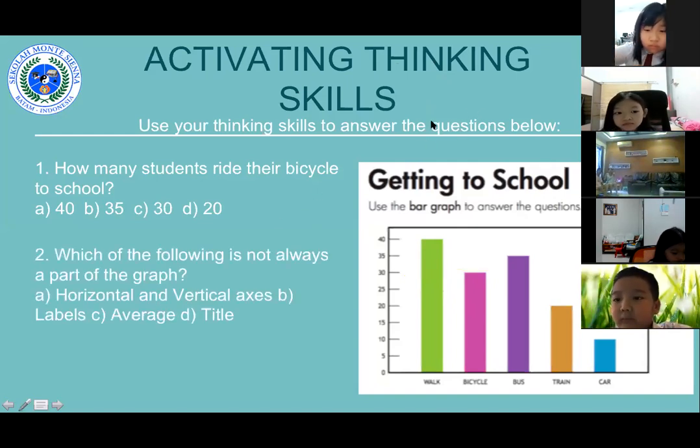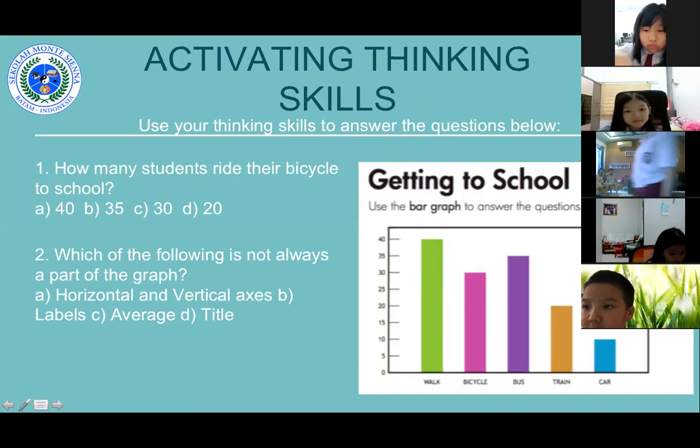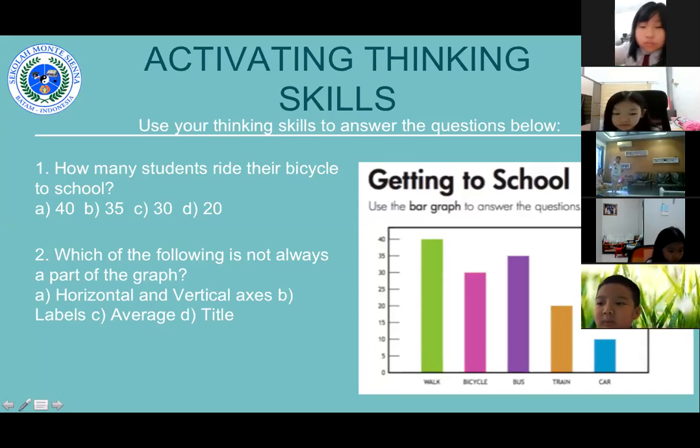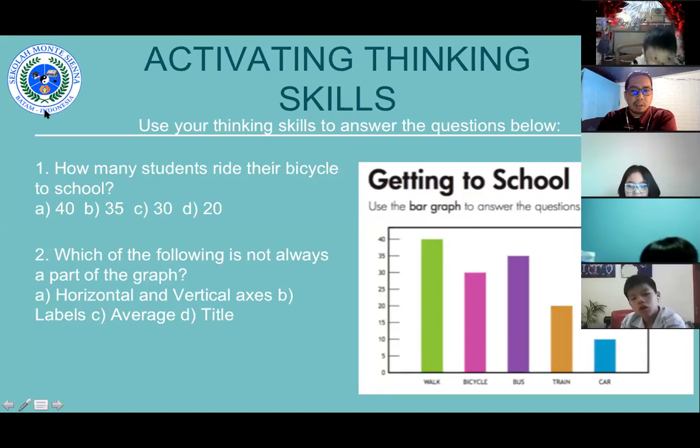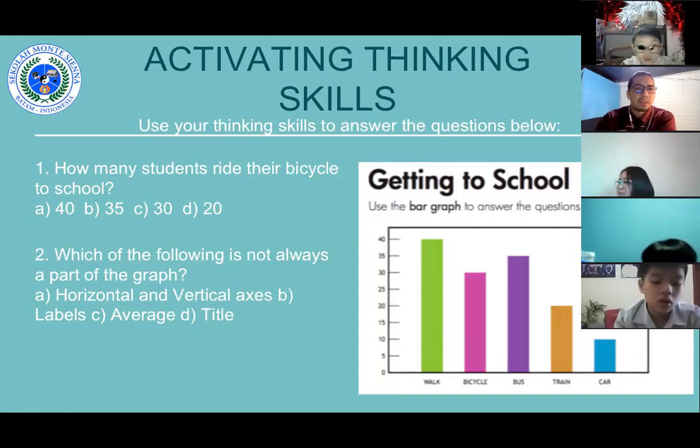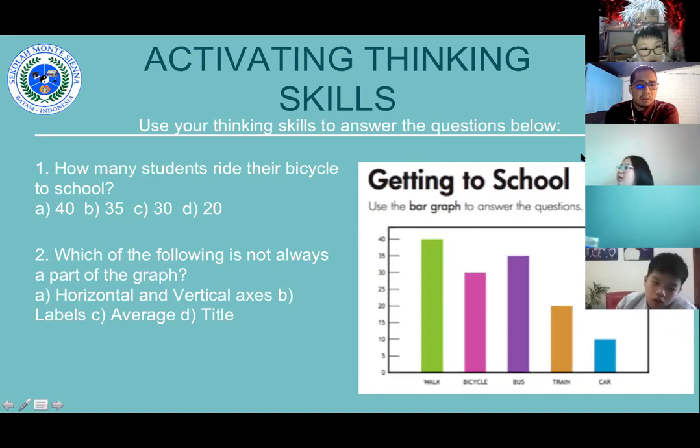Number two, which of the following is not always part of the graph? What do you think? From the graph on the right, which of the following is not always a part of the graph? Letter A, horizontal and vertical axis, letter B, labels, letter C, average, or letter D, title. You can choose letters A, B, C, or D, or you can write the word that represents each letter. I saw answers from Rivi, Akemi. Others, use the chat box and tell me what you think is not always a part of the graph.